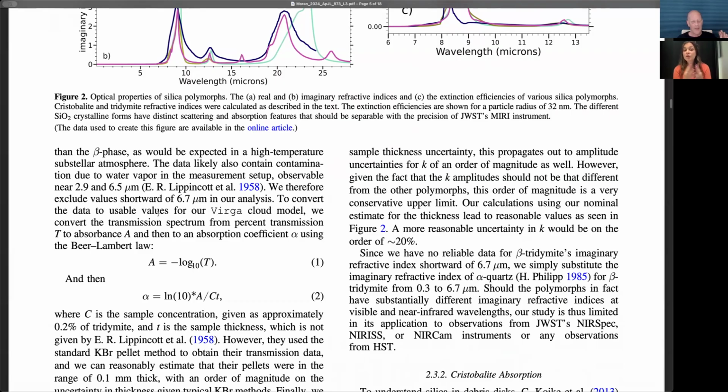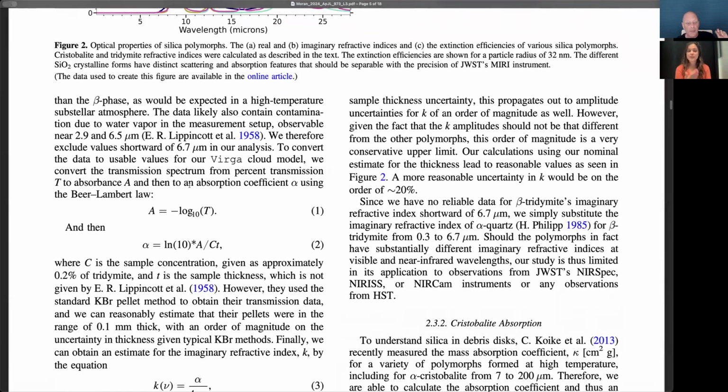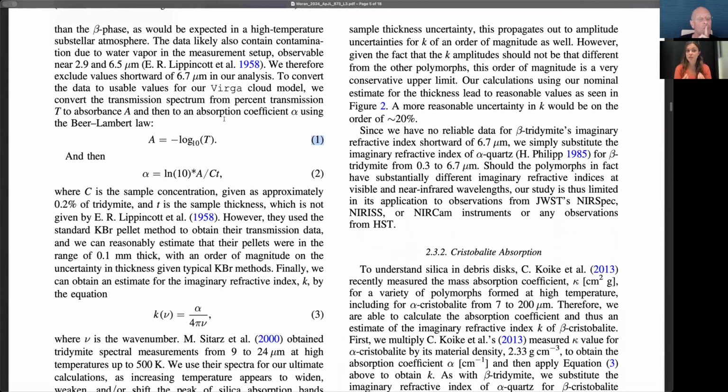And so what you're actually doing here is you're taking this measured absorbance or transmission spectrum, and then you're going to have to back calculate the optical properties from that. So you need to know, using the Beer-Lambert law, you can get the absorbance from the transmission spectrum, and then you can calculate the absorption coefficient alpha from that, assuming you know the sample concentration that was used and the thickness of the sample.